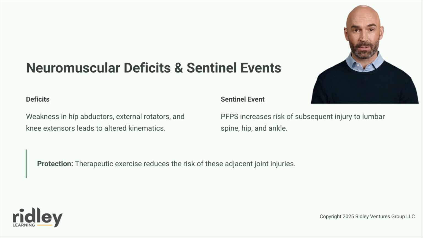Receipt of therapeutic exercise for the initial patellofemoral pain reduced the risk of subsequent lumbar injury with a hazard ratio of 0.78, hip injury with a hazard ratio of 0.93, and ankle-foot injury with a hazard ratio of 0.86. These findings suggest that patellofemoral pain may represent a sentinel event indicating broader kinetic chain dysfunction, and that targeted rehabilitation may have protective effects extending beyond the index joint.